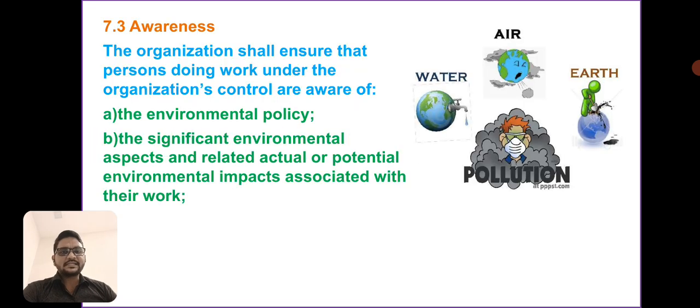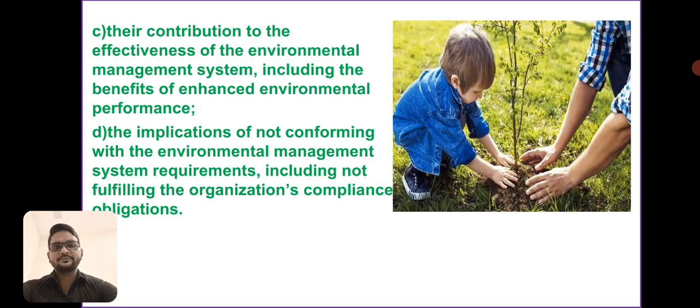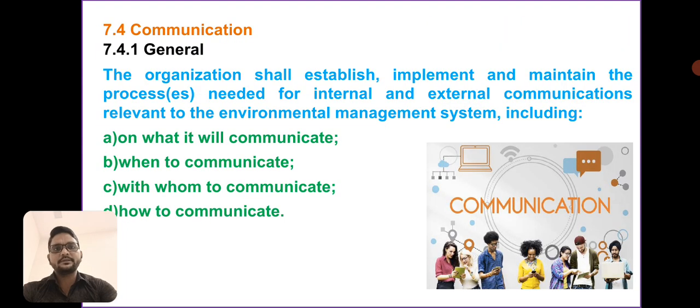Now next is clause 7.3, that is awareness. The organization shall ensure that persons doing work under the organization's control are aware of the environmental policy and significant environmental aspects and their related impacts, that is related to what are the impacts of air pollution, water pollution, soil pollution, their contribution to the effectiveness of the environmental management system, including the benefit of enhanced environmental performance, and the implications of not conforming with the environmental management system requirements, including not fulfilling the organization's compliance obligations.